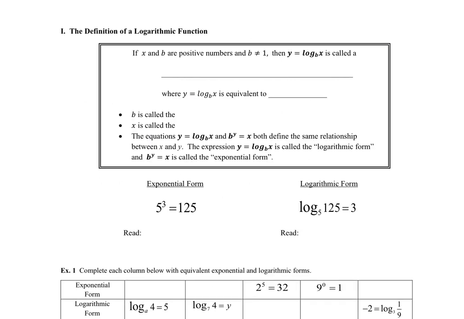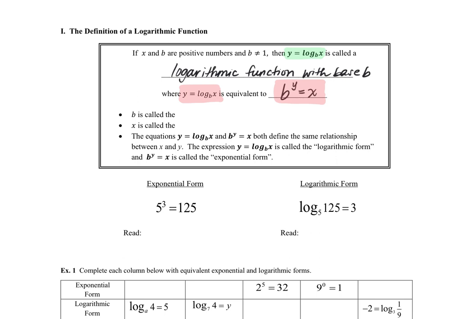So if x and b are both positive numbers and b is not equal to 1, then y is equal to log base b of x is called a logarithmic function with base b, where y equals log base b of x is equivalent to b to the power of y is equal to x. So get out your highlighter because it's important for you to highlight these two statements which are equivalent. These two statements I have highlighted in red both define the same relationship between x and y.